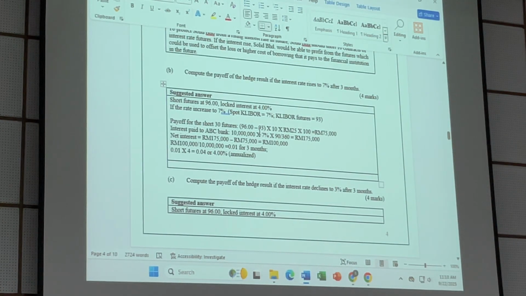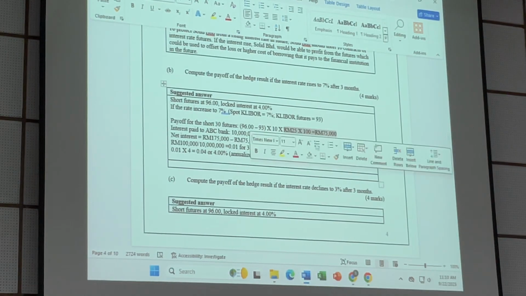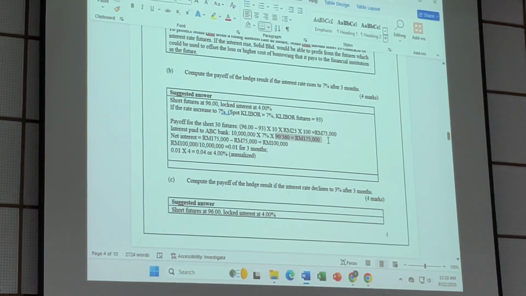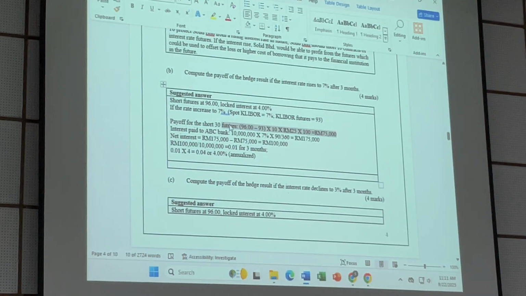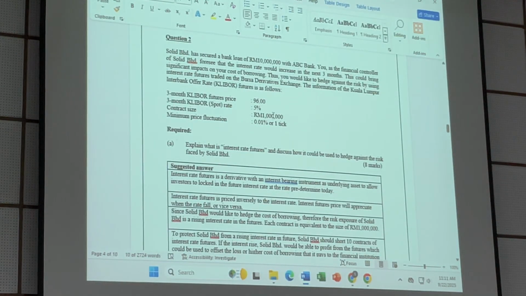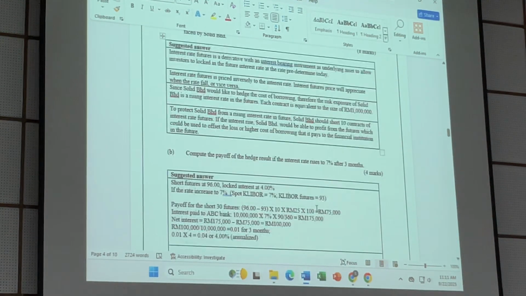But in recent past years, we restrict you to have the same answer as the marking scheme, so that in case you have some error in the middle, you still get the marks for the previous part. Let's say you calculate this correctly and calculate this wrongly, you still get the marks for the first one. So the difference is 96 minus 93 times 10 contracts, because one contract is 1 million, you have 10 million, so 10 contracts.